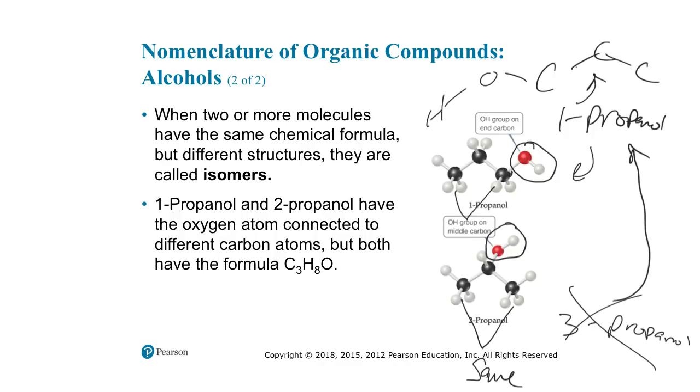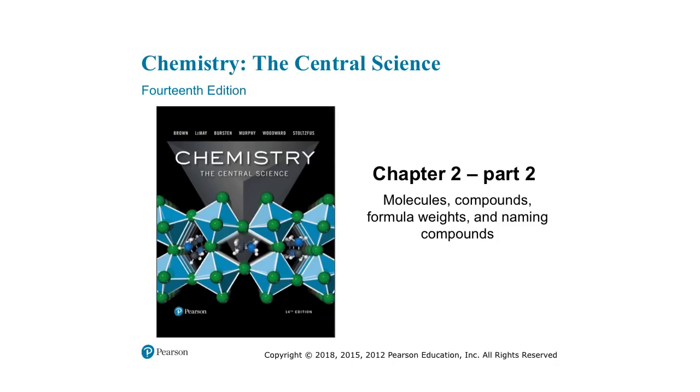It's sometimes useful to point out that the effect here is that these different compounds have different properties. So 1-propanol and 2-propanol have slightly different boiling points. So they do differ slightly in their properties. Similar because they have pretty close to similar structure, but not exactly the same, so slightly different properties. That wraps up our introduction to the second part of Chapter 2.